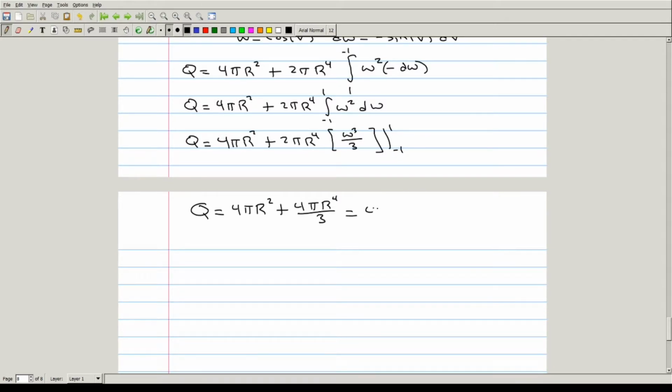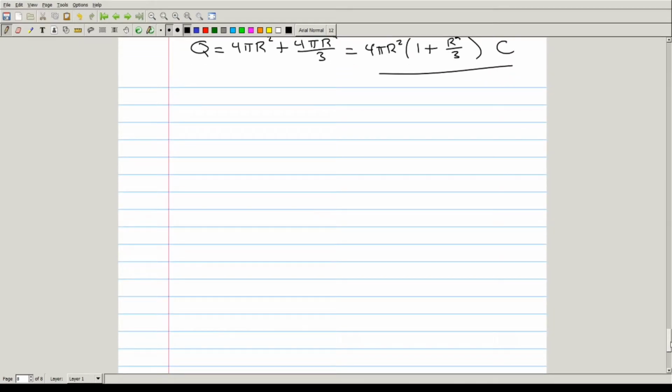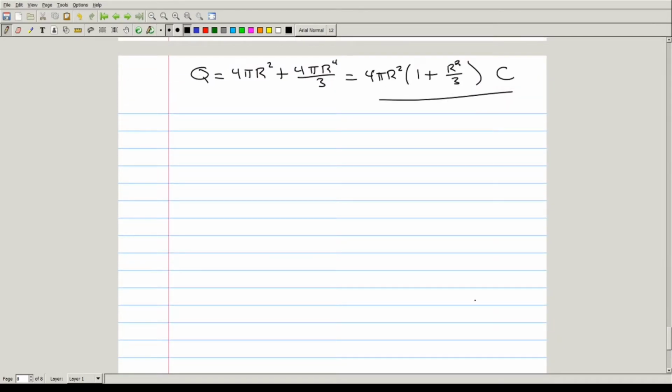or 4 pi r squared multiplied by 1 plus r squared over 3. And this is in coulombs. So this is the total electric charge on the sphere. And this is really, really nice. It's showing that we can directly go through and use this idea of the surface integral.